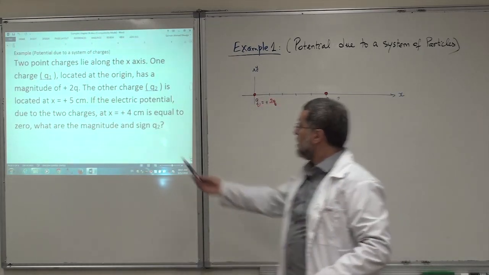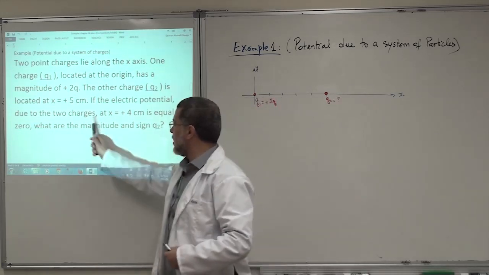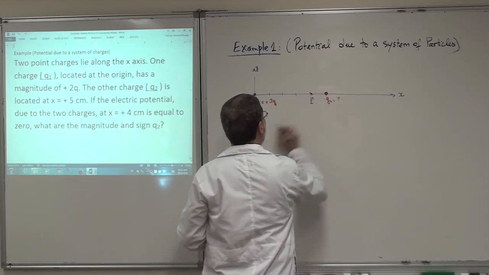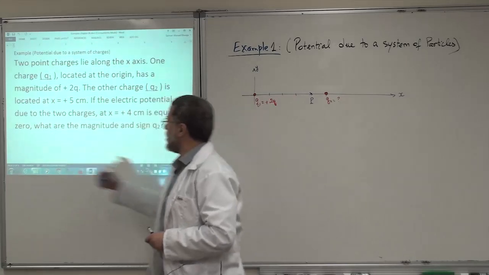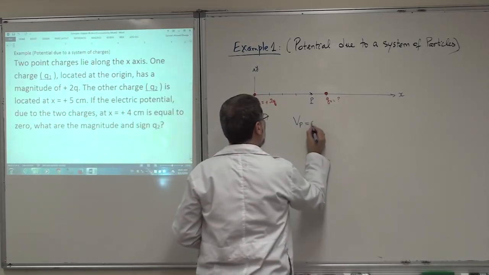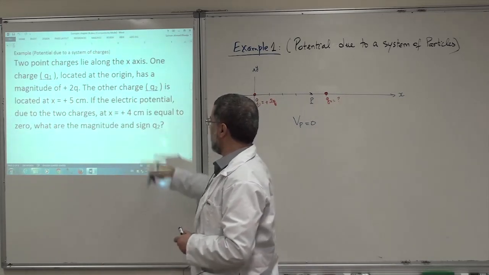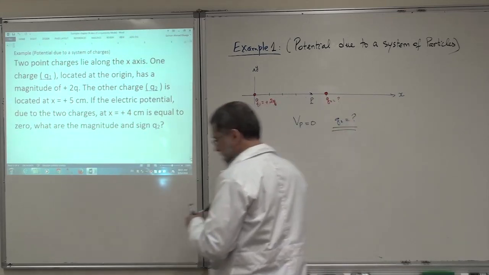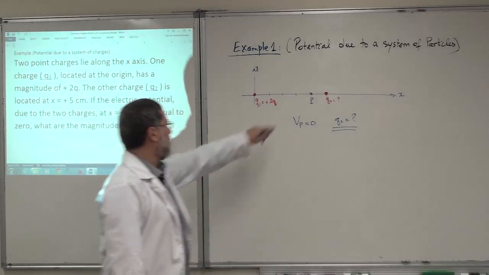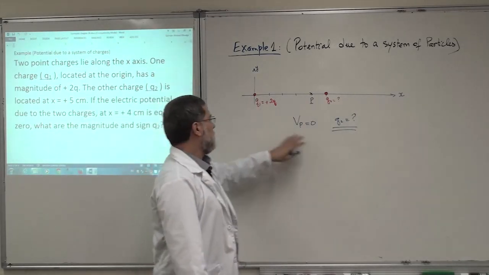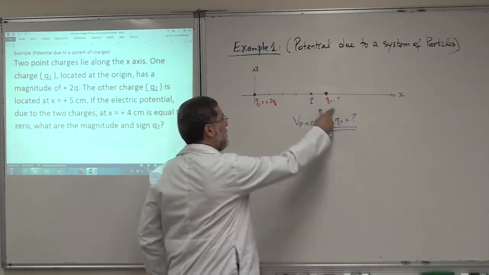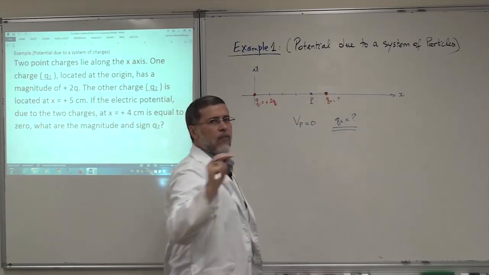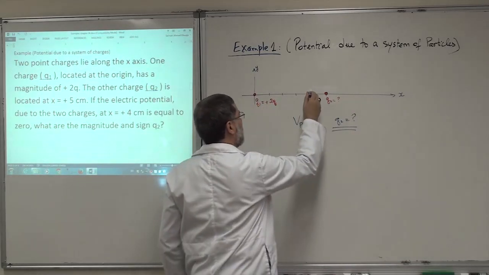Now, the electric potential due to the two charges at x equal to 4 centimeters, here at this point P, is equal to 0. What is the magnitude and sign of Q2? So they want Q2, the magnitude and sign. He gave you the potential at point P due to the two charges, and asked for the value of Q2 which makes the potential here equal to 0. If you change the value of Q2, the potential will be different. There's only one specific value of charge Q2 which makes the potential at point P equal to 0.